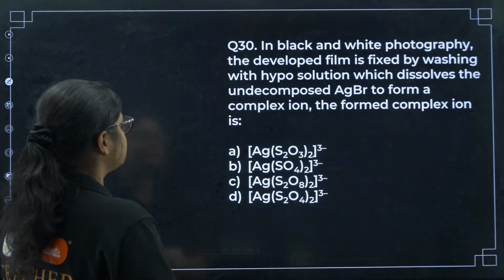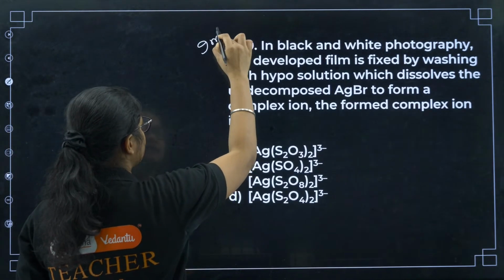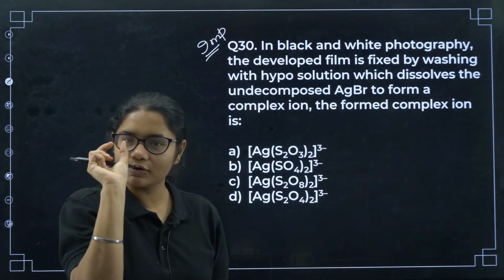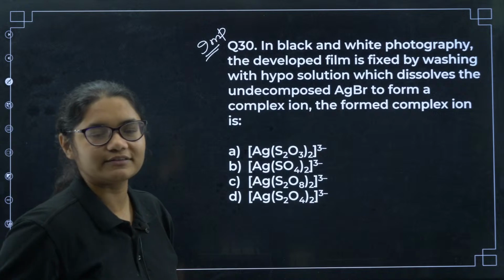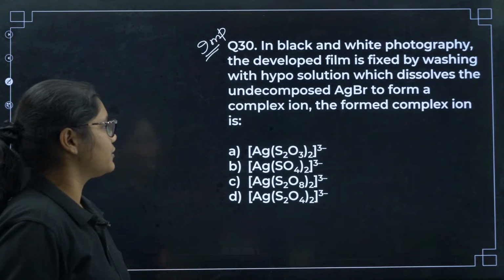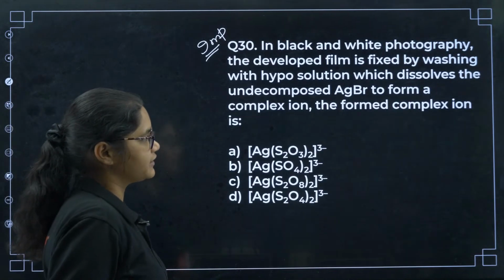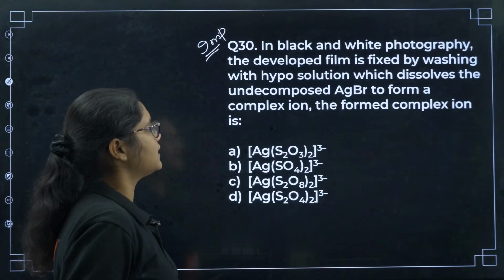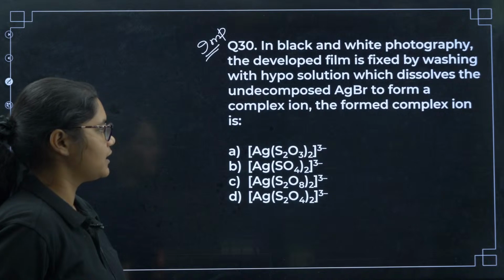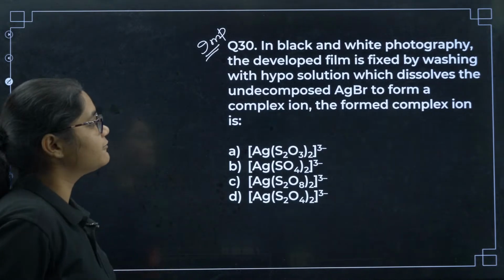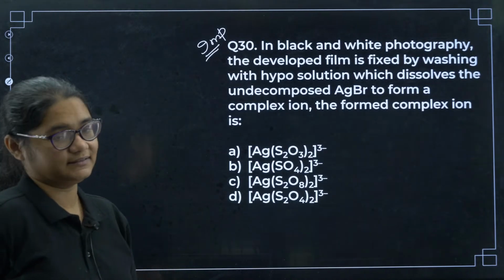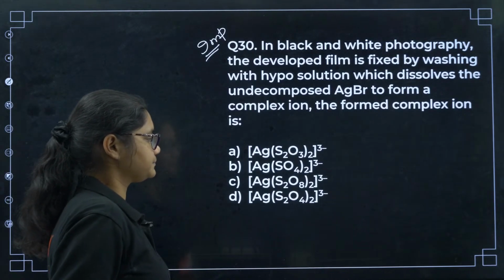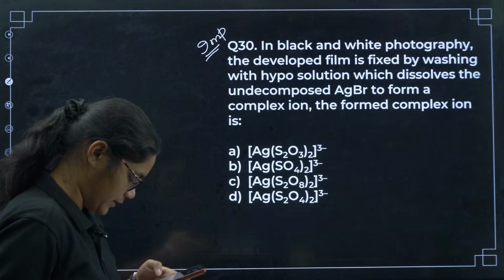This is an important question, and let me see if anyone is able to answer it. They have taken this question from a very small corner of the book. In black and white photography, the developed film is fixed by washing with hypo solution, which dissolves the undecomposed AgBr to form a complex ion. The formed complex ion is, yes, this is really a very good question. Let me see who can answer this question.